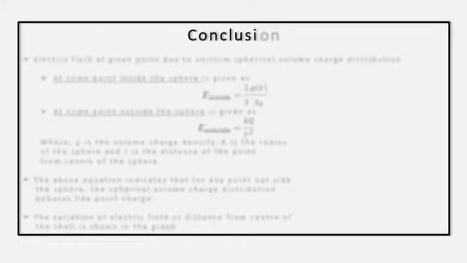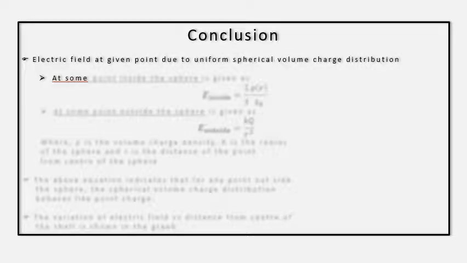Thus, in conclusion, we can say that when we are talking about uniform spherical volume charge distribution, if we want electric field at some point inside the spherical volume charge distribution, it can be given as 1 by 3 rho into r by epsilon 0. What is r there? Small r is the distance of the point where we want electric field, measured from center. So according to this formula, E is directly proportional to r, the distance from center, and rho is volume charge density.